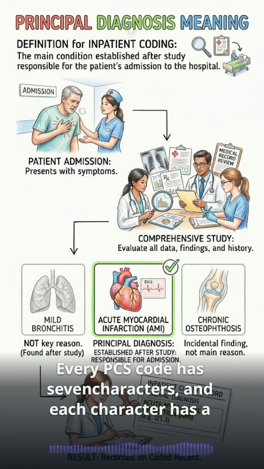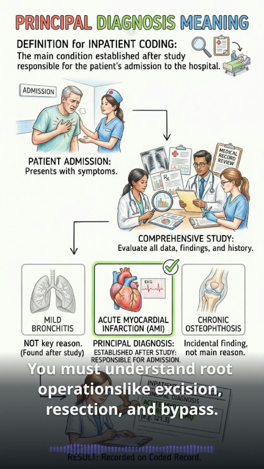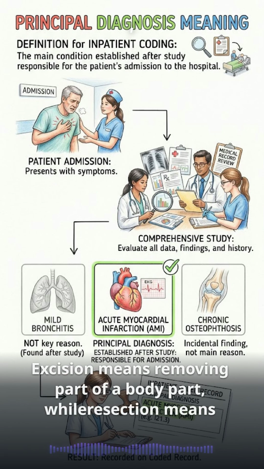Every PCS code has 7 characters, and each character has a special meaning. You must understand root operations like excision, resection, and bypass. Excision means removing part of a body part, while resection means removing the entire body part.